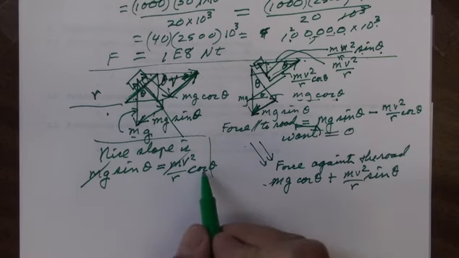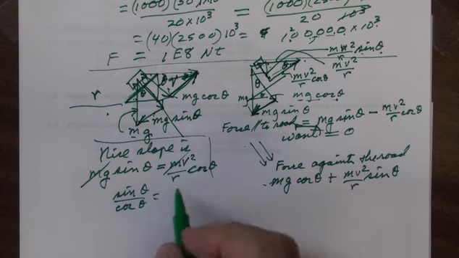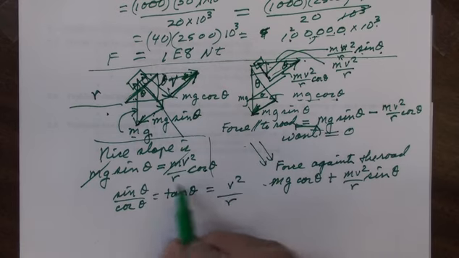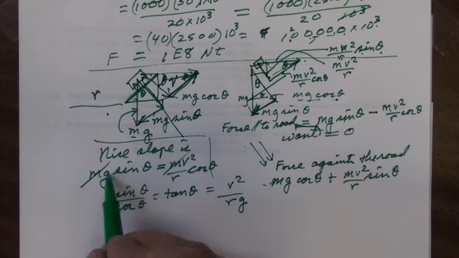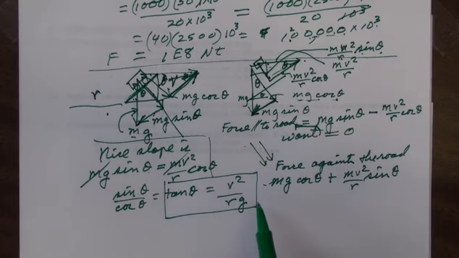Now if I take this cosine and divide it into here, I would get sine theta over cosine theta, which we recognize as the tangent of theta. And that would be equal to v squared over r times g. I brought the g through, we've got a sine theta here, the cosine theta is over there, and this is the result that I get. A very neat equation that says that theta, the angle of the road, should be the inverse tangent of v squared over r times g.